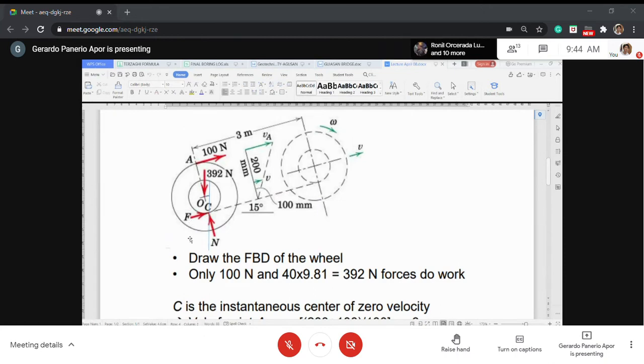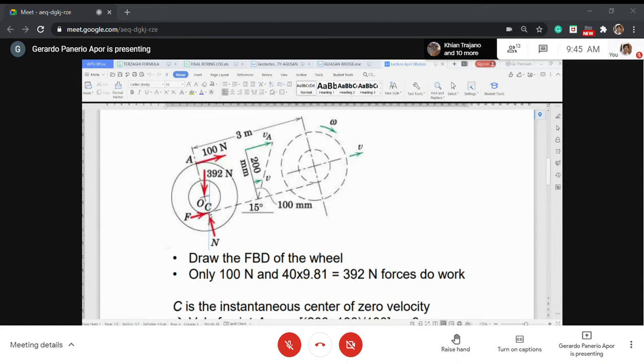And if we are going to recall our Coulomb friction, F is equal to mu times N. That's how we view the equation of friction. That's equal to mu, the coefficient of friction, multiplied by the normal reaction, which is N. Okay, but we don't have to. We just label it as F and N.